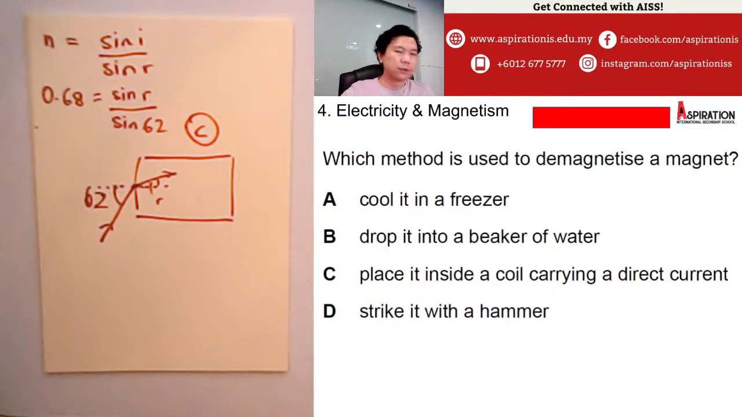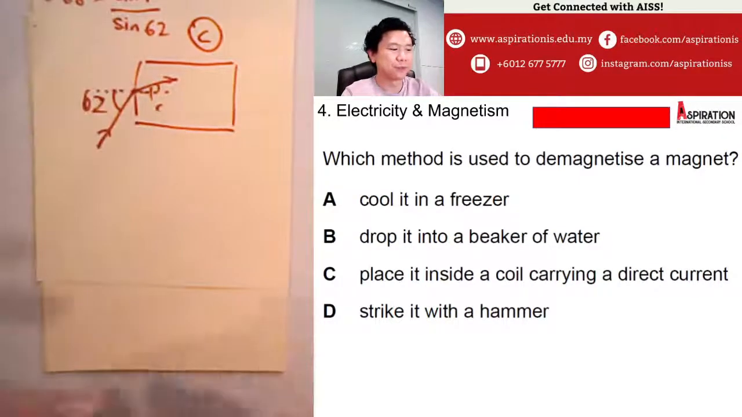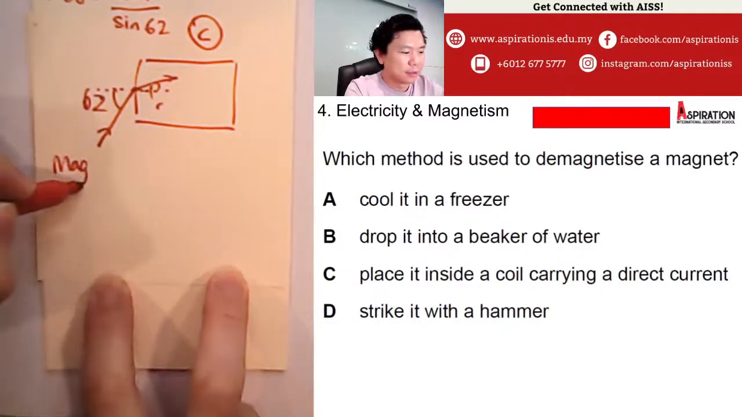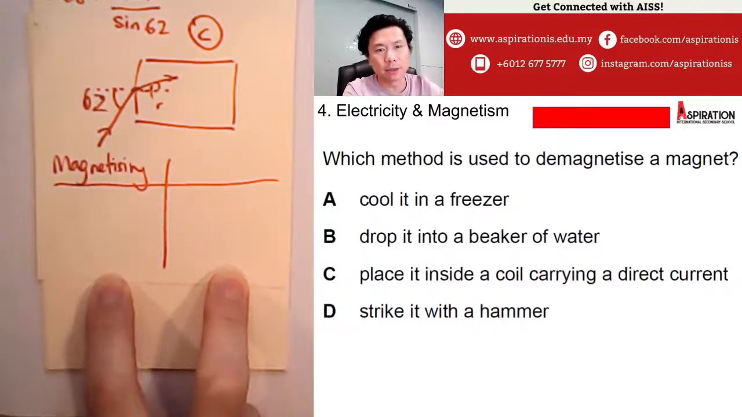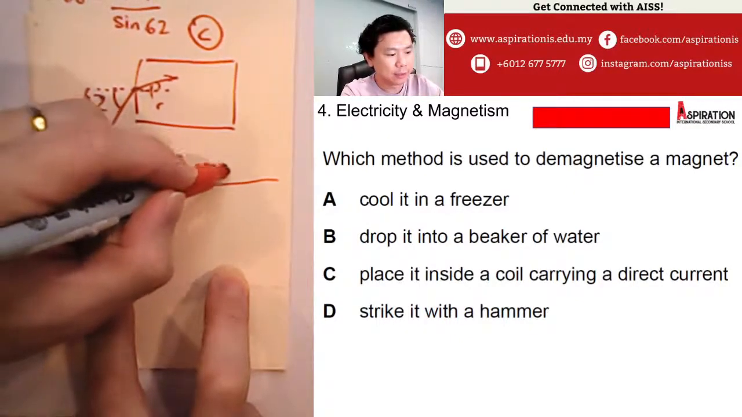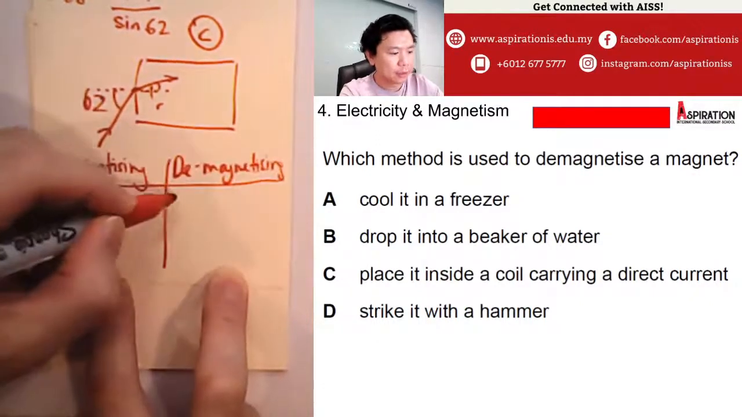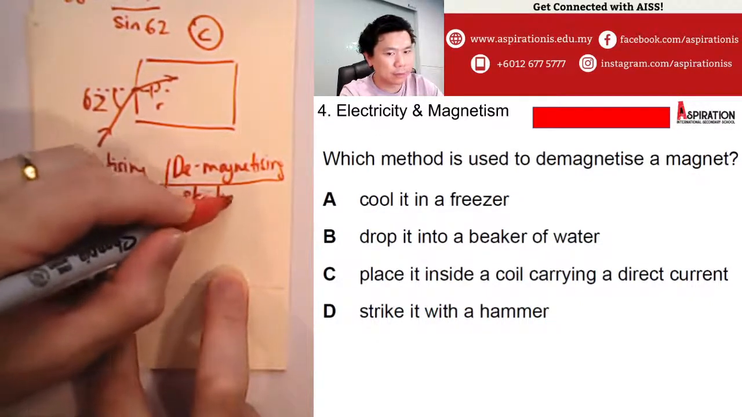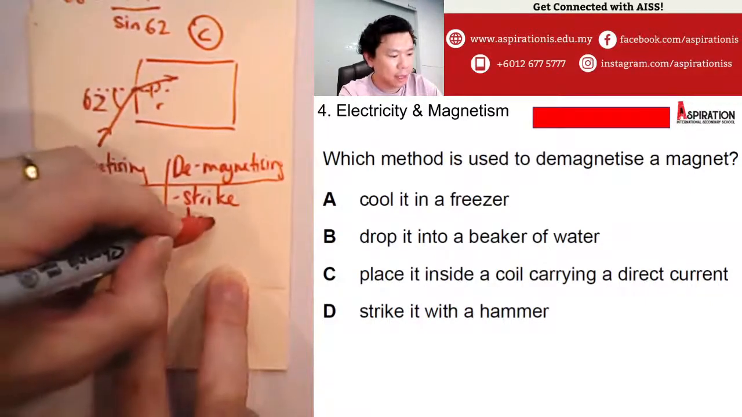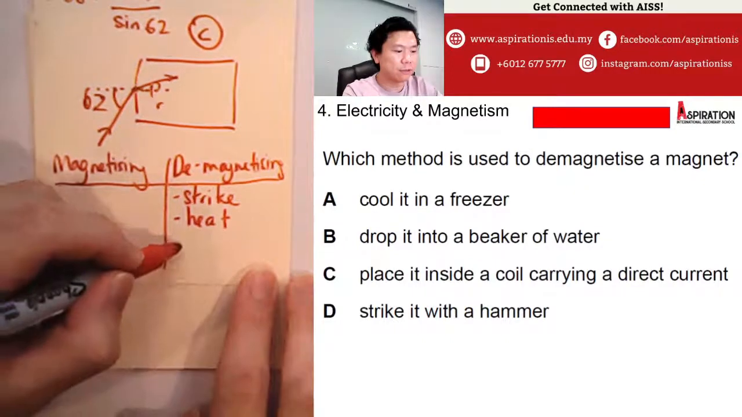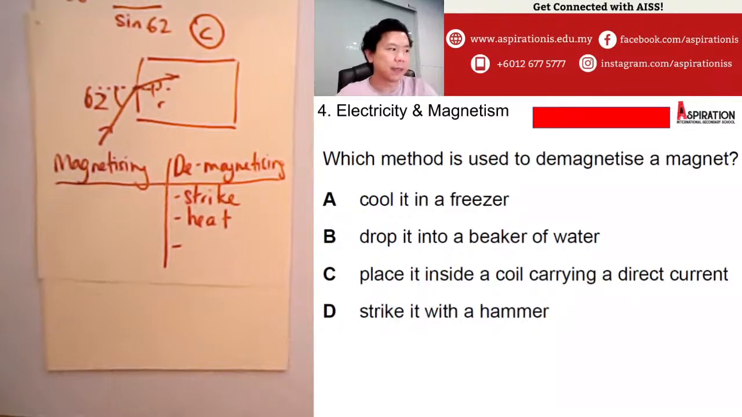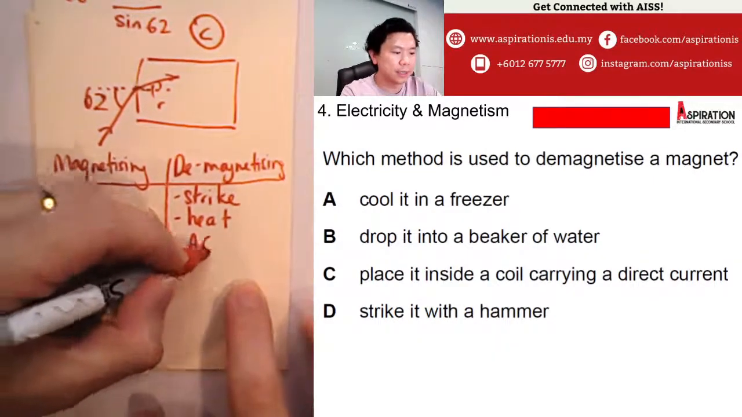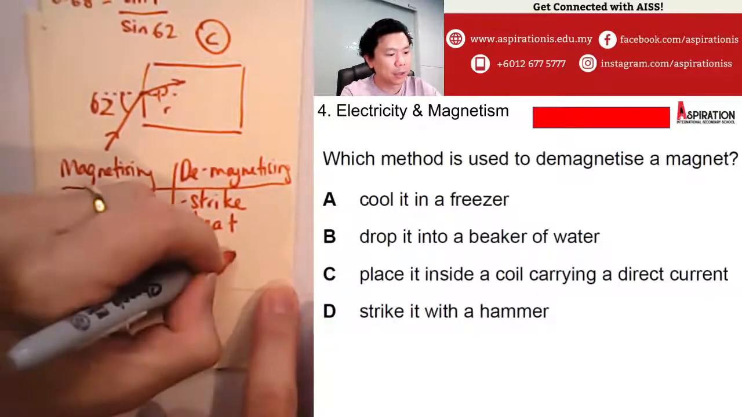Now, you all need to know. Yeah, I want to do a revision on magnetizing, and it's a very common question. It comes up almost all the time. And demagnetizing. Okay, so here you have striking it, you have heating it up. All right, can you think of another way to demagnetize the magnet? How do you demagnetize a magnet? Yeah, you use the AC current, okay, in the coil, right?